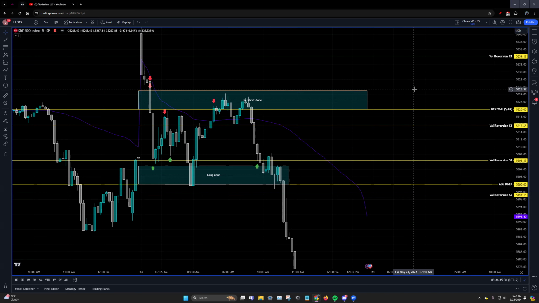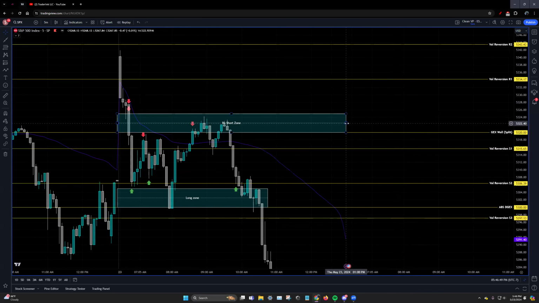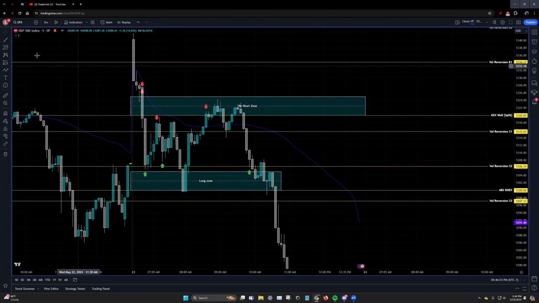Yeah, I usually like to see things line up, right? Why? Because you have more confluence, right? So this lined up today, right? You had GEX flip as the short zone. On top of that, I use other strategies, obviously, right?